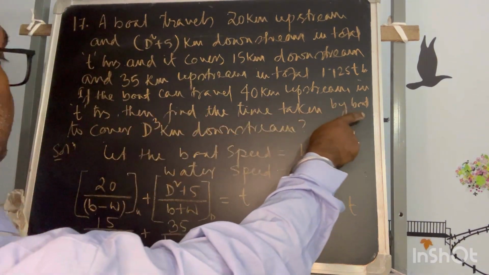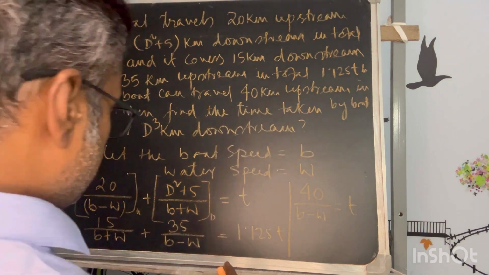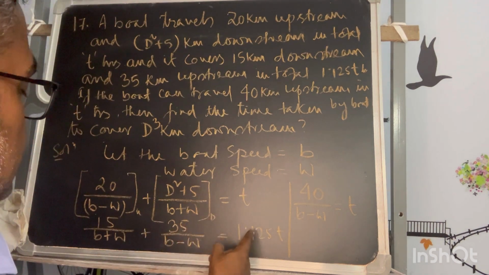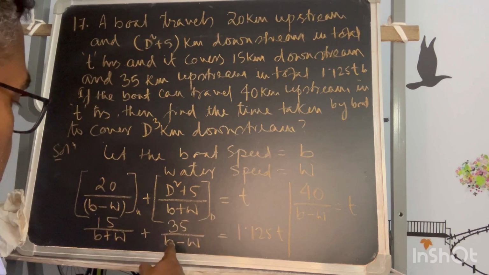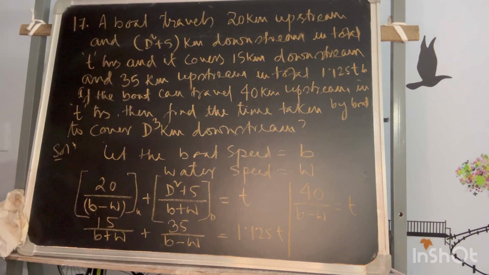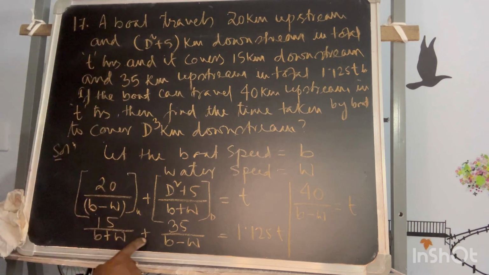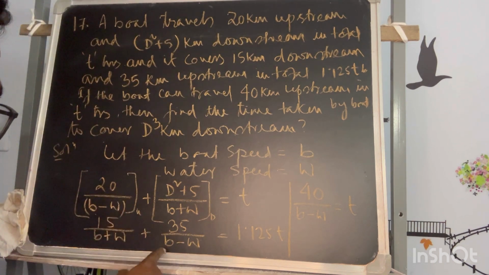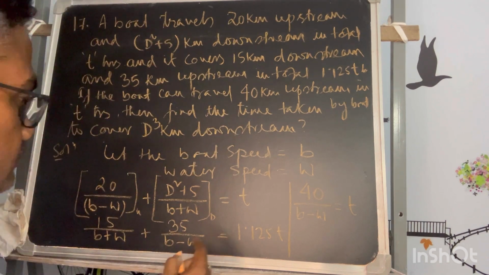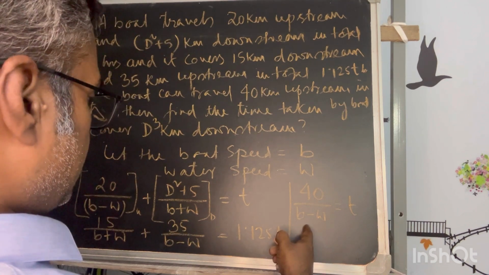Then find the time taken to cover the distance D cubed downstream. Now we have to represent this in terms of b and w, in terms of capital D and T. How will you do that? Because this is in T, you can move this part out, so you will get b plus w, and b minus w by t you can calculate.